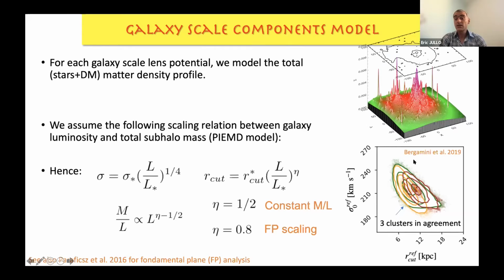And you can see that in this paper, Bergamini et al. 2019, that I will cite a couple of times because I think it's an important paper, there are 3 clusters that have been fitted with this model, and they all have the same sigma 0 star and r_cut 0 star. These are the same scaling parameters. And this is very encouraging for the analysis of galaxy clusters, because this is a critical unknown. I will come back to this later.